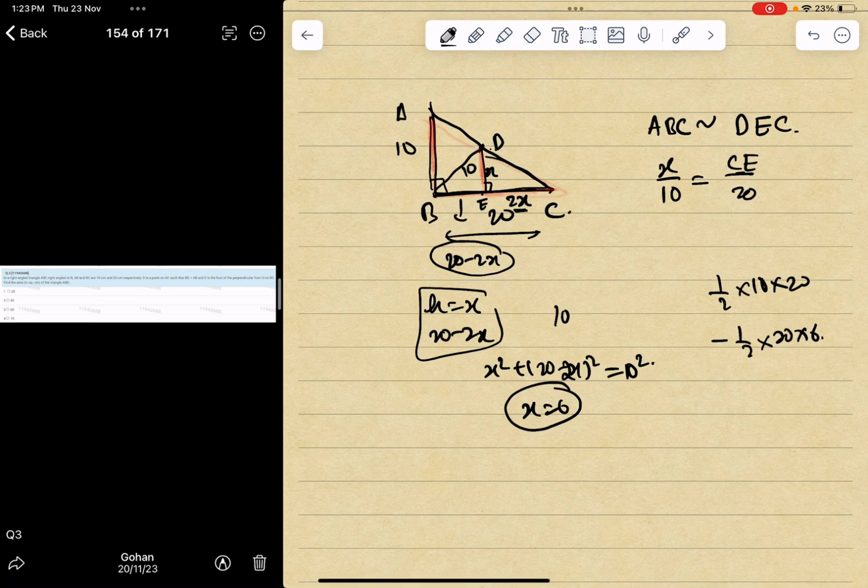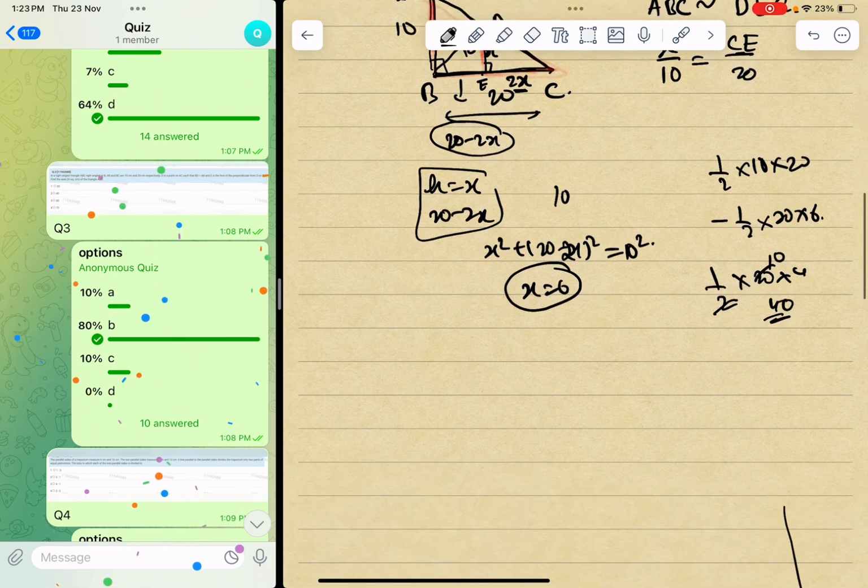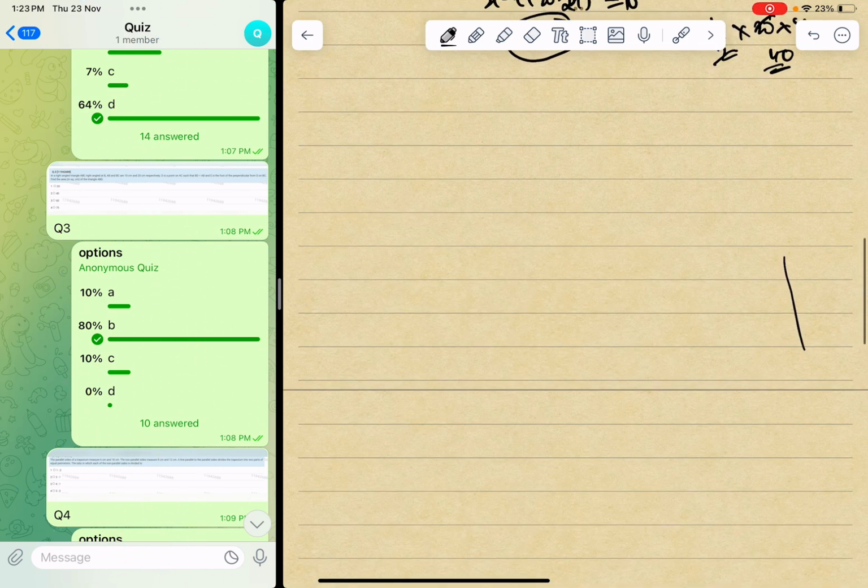Okay, so if we try to subtract this, or we can take common, into 4, 10 looks 40. 40 looks the answer. Let me check. 40 means B. Yes, correct. 40 is the answer to this question. Okay, next one.